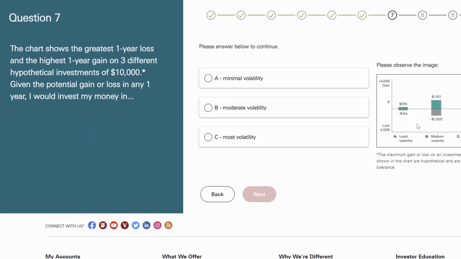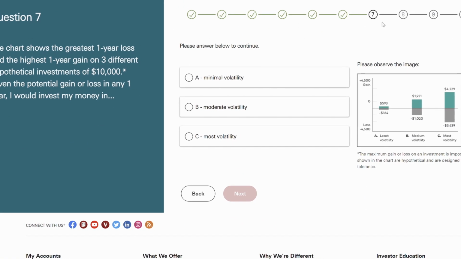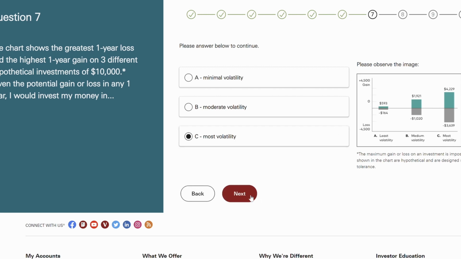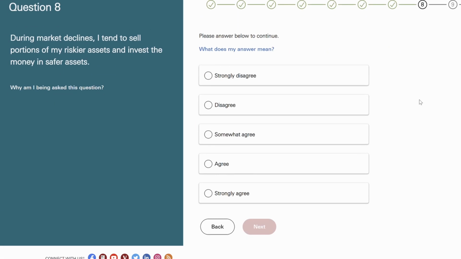All right, question number 7. So this chart shows the greatest 1-year gain and losses of $10,000. Which one would we choose? So we have the least volatile and the most volatile. But us, if we're going for the super long term, we're going for the most volatile. During market declines, I tend to sell portions of my riskier assets and invest money in the safer assets.